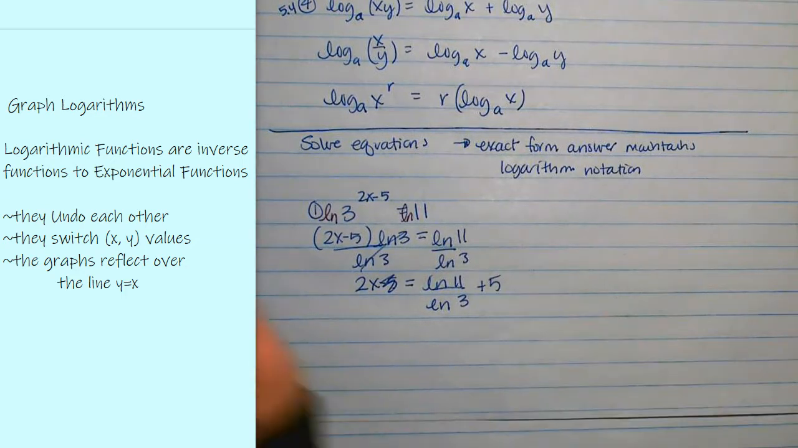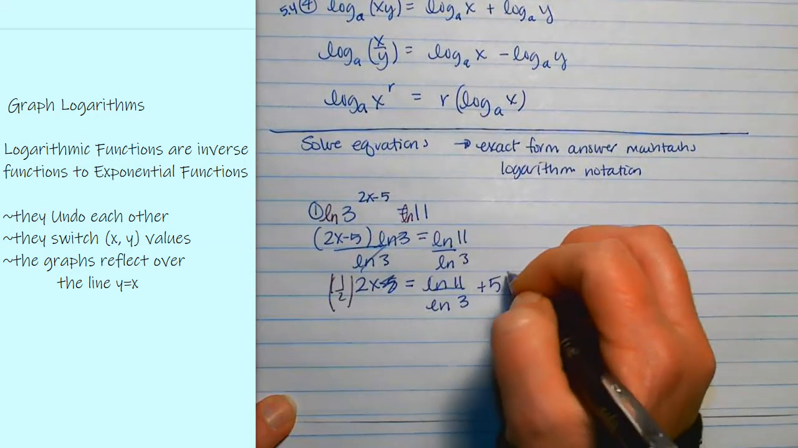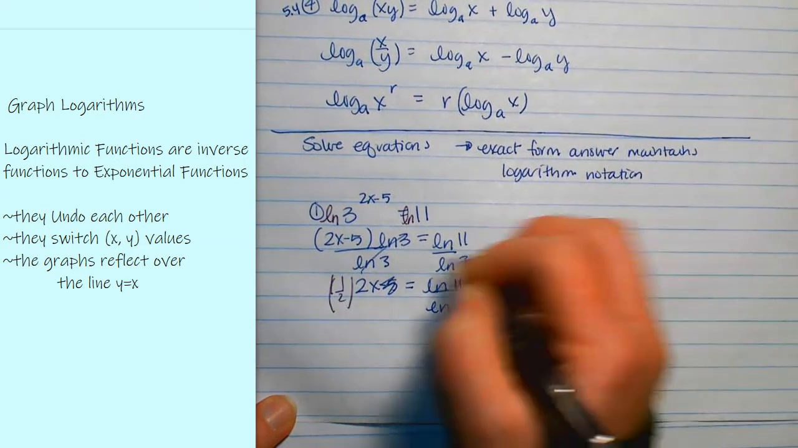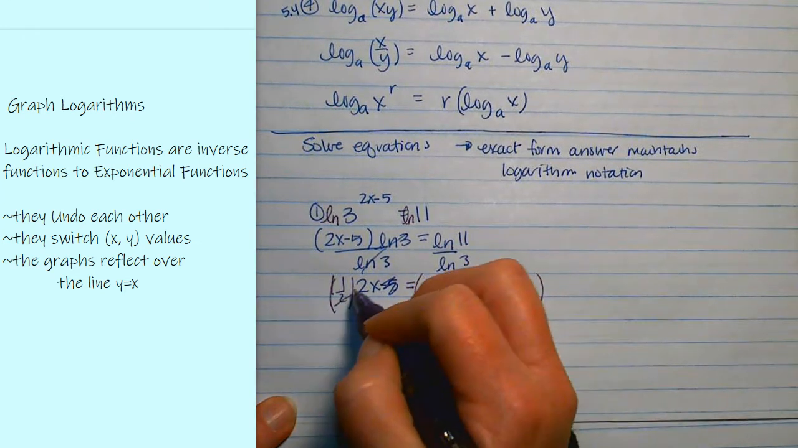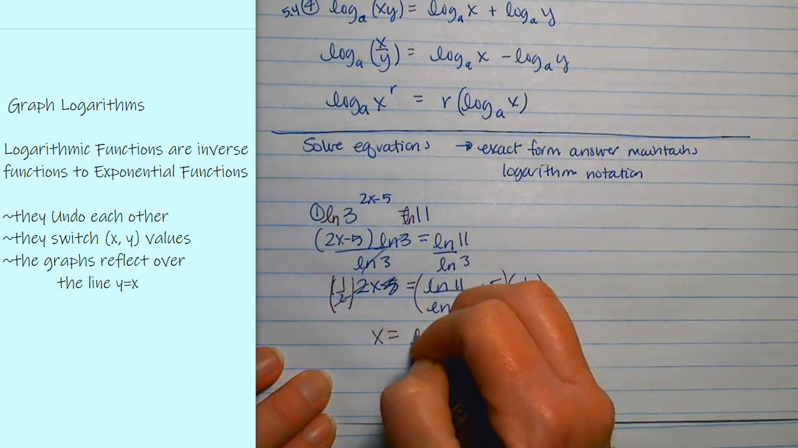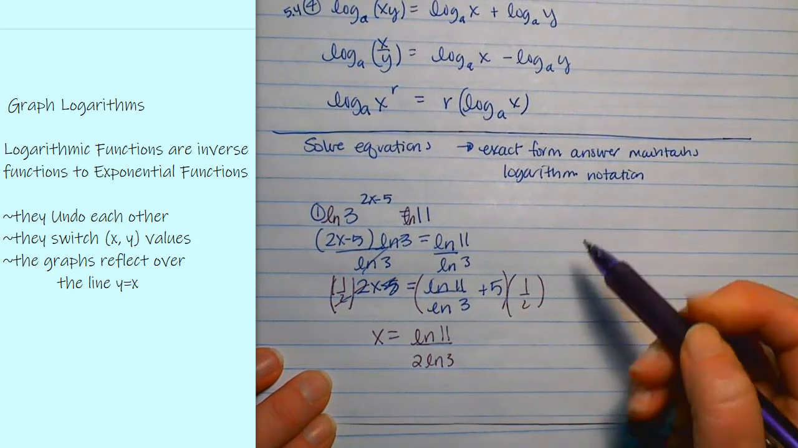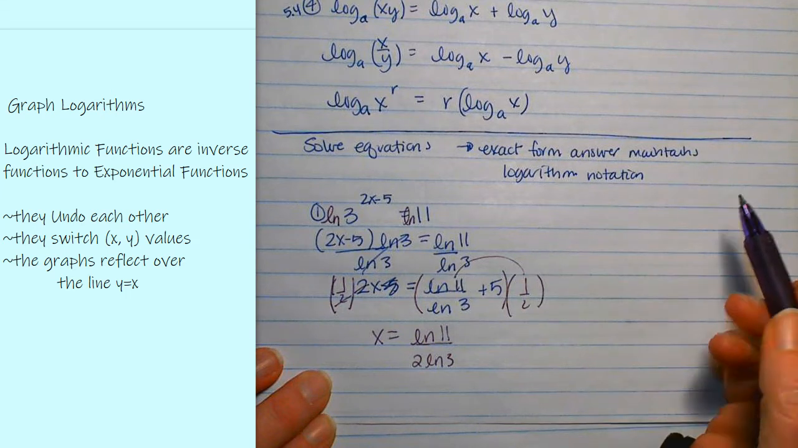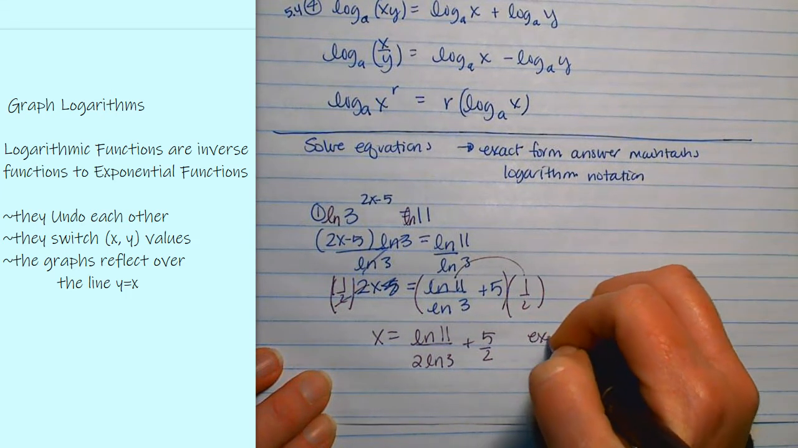So now I can multiply both sides by a half. It's the entire side, so everything gets distributed by a half. These cancel. Now we have x equals the natural log of 11 over 2 natural log of 3, because 1/2 times this, plus 5 halves. So this is the exact answer.